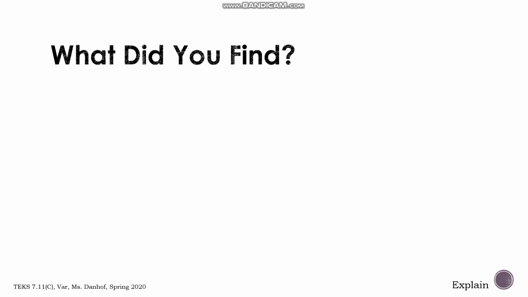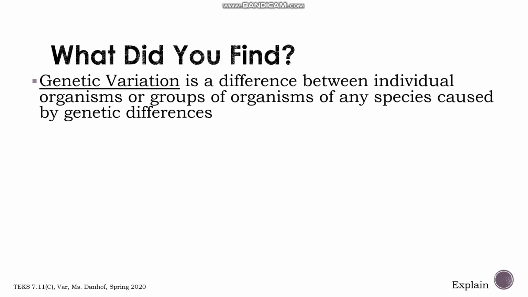And then we go to the idea of genetic variation, which is a difference between individual organisms or a group of organisms of any species caused by genetic differences. This was the definition that I saw on, I believe it was Merriam-Webster, because there was no exact definition for this genetic variation on any of the standards that I saw, so I looked at the most reliable resource I could.